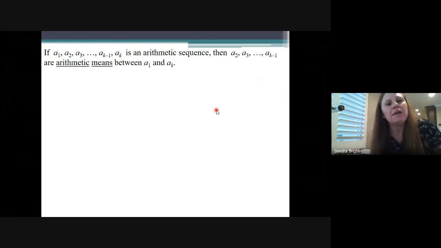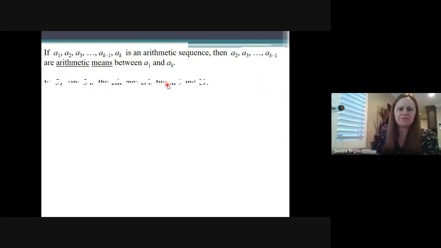Arithmetic means, what does that mean? So if a1, a2, all of these are terms of a sequence, then all of the ones not including a1 and not including ak, we call all of these middle ones the arithmetic means between a1 and ak. So all of the middle terms are called the arithmetic means between these if it's an arithmetic sequence.